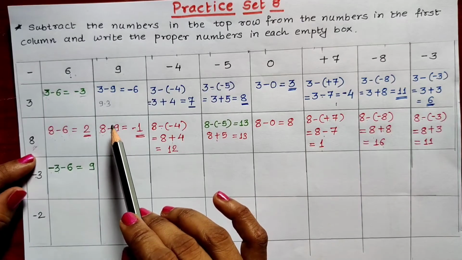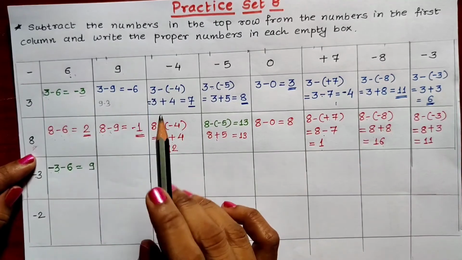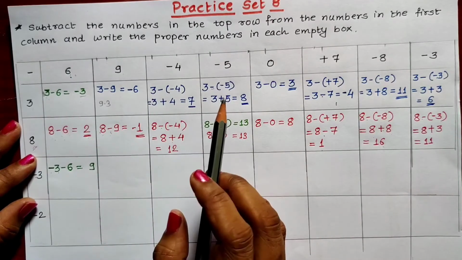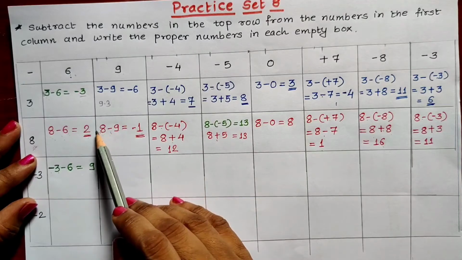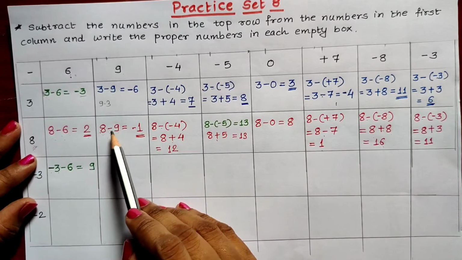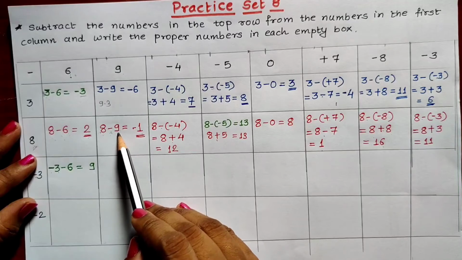Sign of the number is in front of that number. When the number doesn't have any sign, it means always plus sign. So in front of 8 no sign means plus sign. In front of 9 minus sign. That means the sign of 9 is minus.